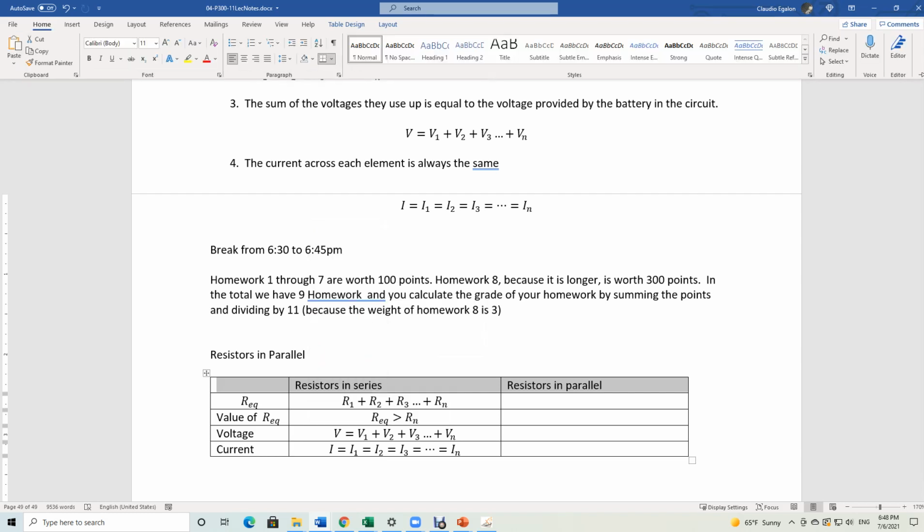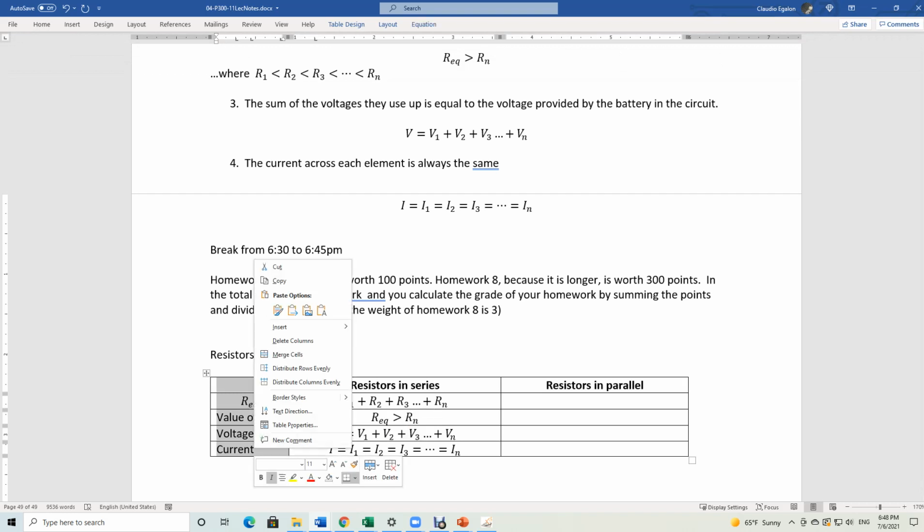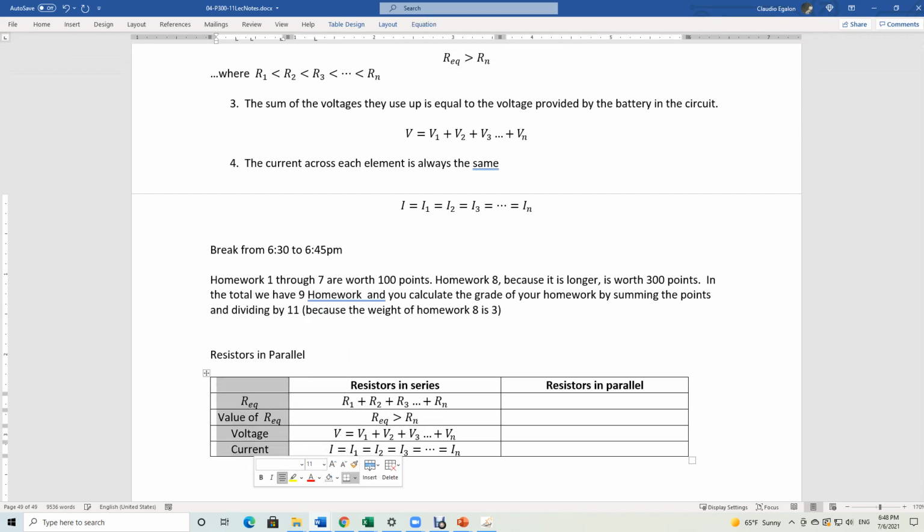Bold face. Center justified. That's going to be bold face as well. Center justified. Hey, didn't bold face? Here you go. Okay, now I got it.